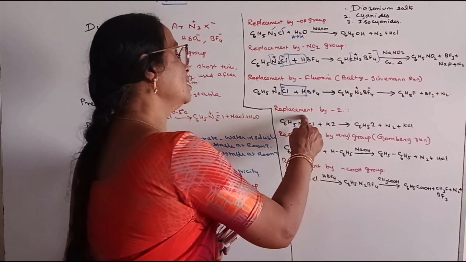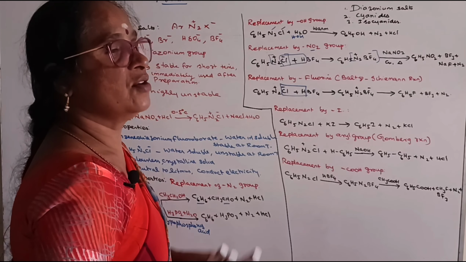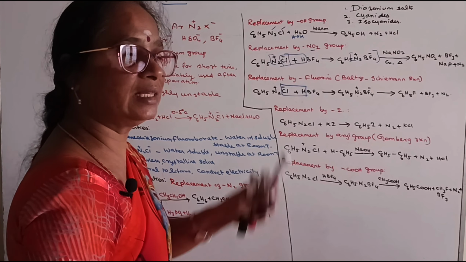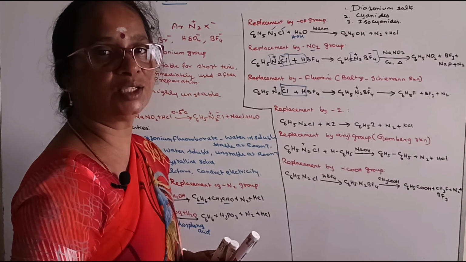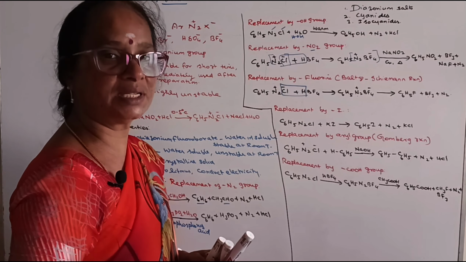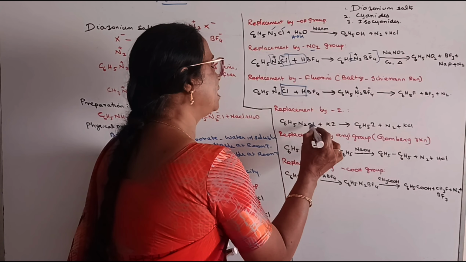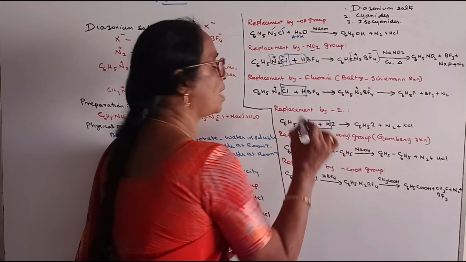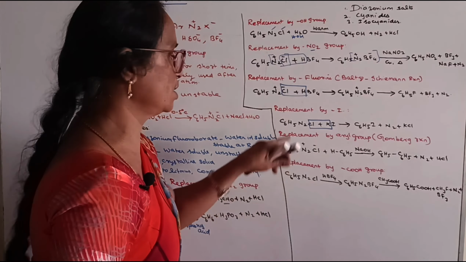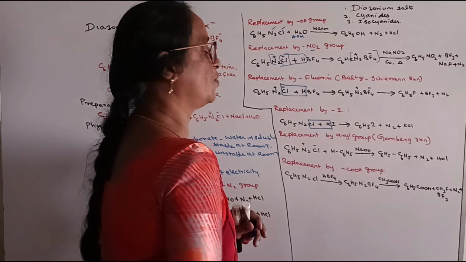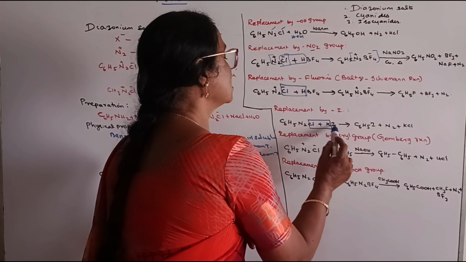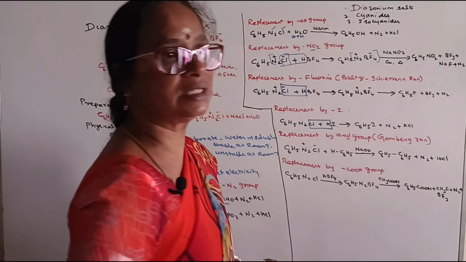The next one, replacement by iodine. Fluorine as well as iodine cannot be directly added to the benzene ring, but it can be done through the formation of benzene diazonium chloride. That can be done simply by treating with potassium iodide. The diazonium salt is treated with potassium iodide, where nitrogen is expelled and potassium chloride is formed. So we get C6H5I, iodobenzene.